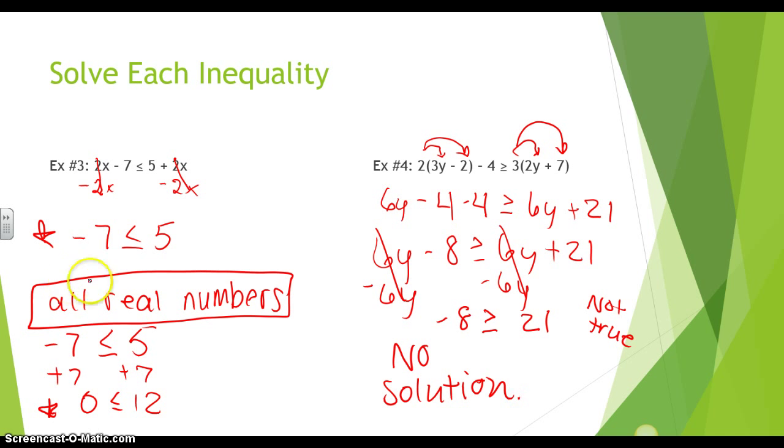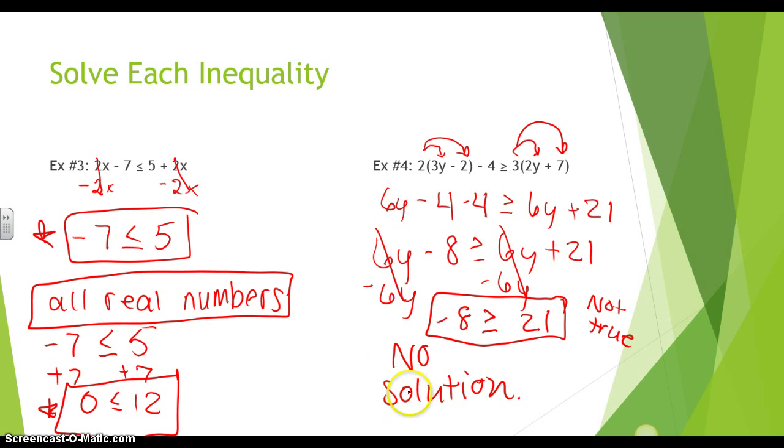Okay, so when it's true like this, all real numbers. When this is a not true situation, there is no solution.